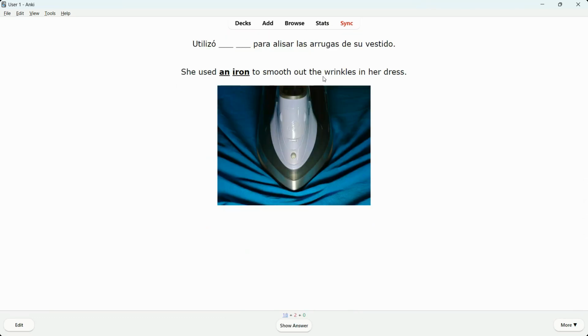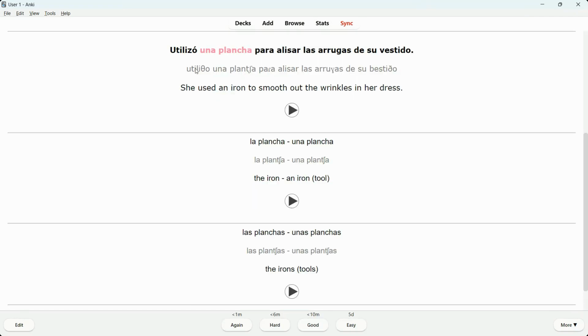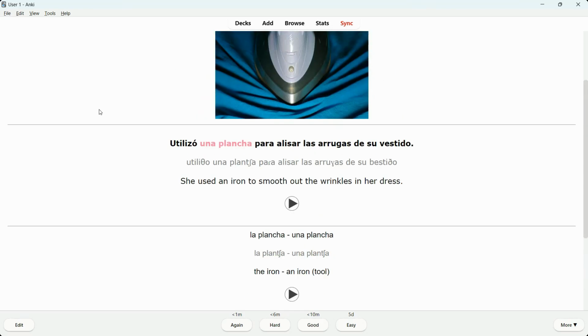She used an iron to smooth out the wrinkles in her dress. How do you say an iron? Utilizó una plancha para alisar las arrugas de su vestido. La plancha, una plancha. Las planchas, unas planchas. And there you go. Let's do another one.